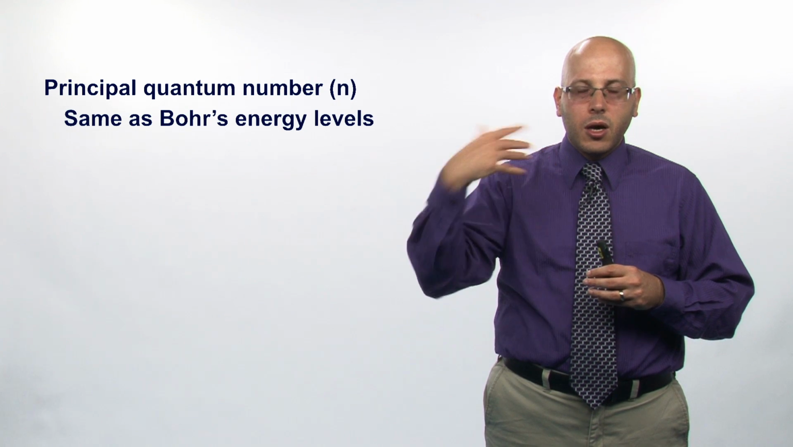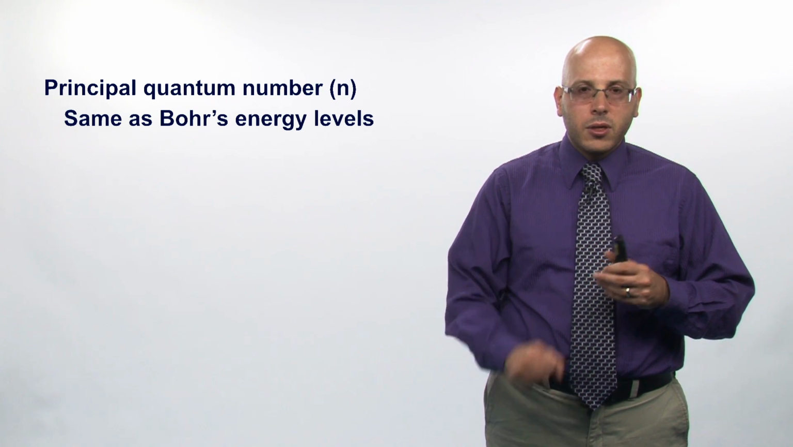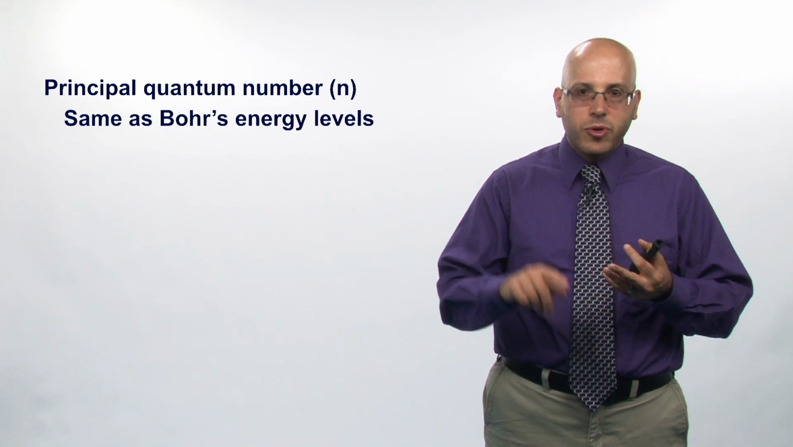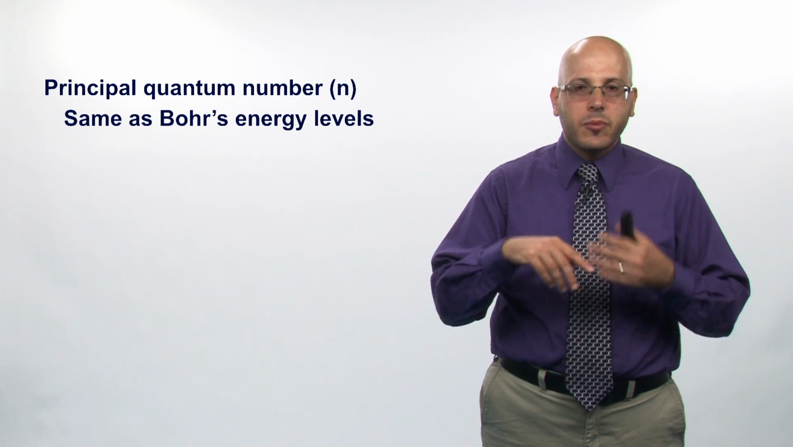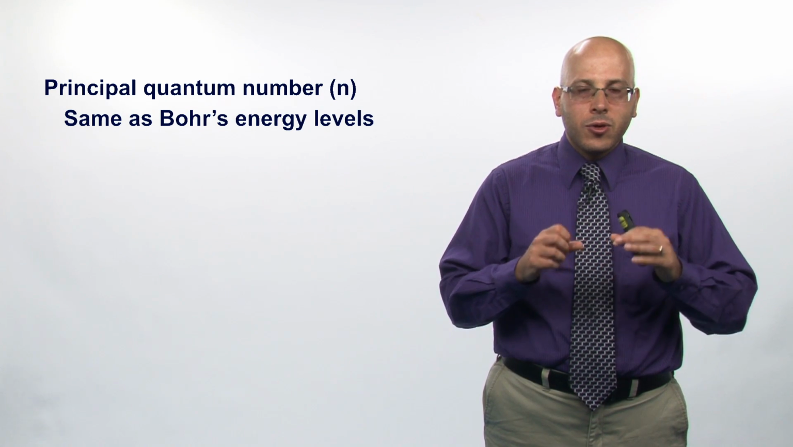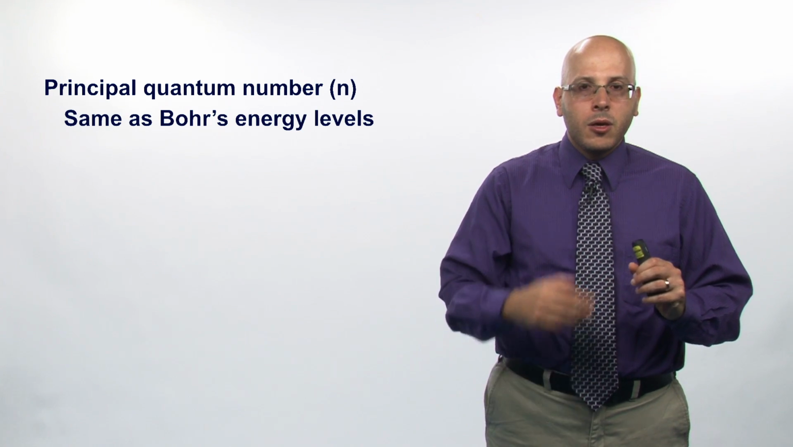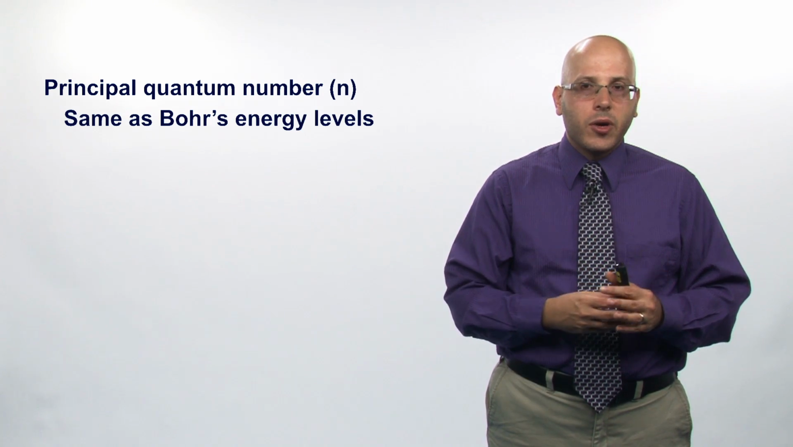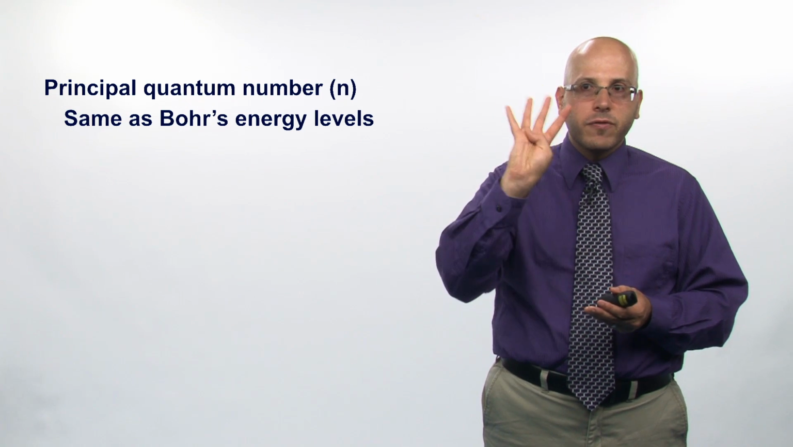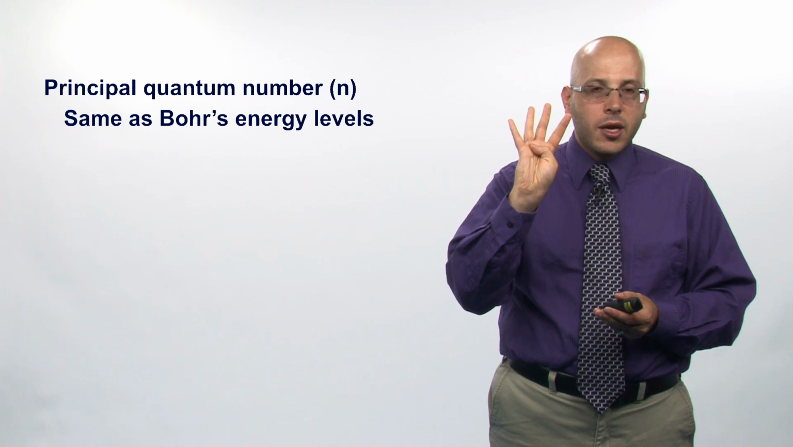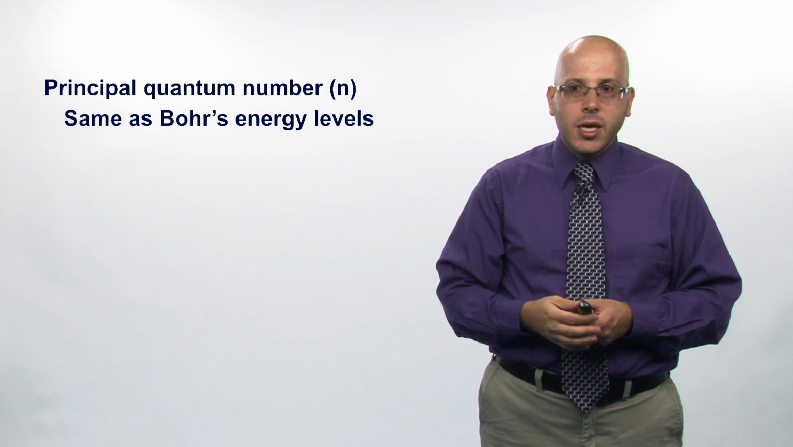But what further people had discovered, like Schrodinger and Heisenberg and Pauli and Dirac and a bunch of other scientists, is, you know, Bohr was actually onto something, but he didn't go far enough, okay? Bohr had assumed that only one thing was quantized, but there are actually four different things that are quantized. And these are the four different quantum numbers in an atom.